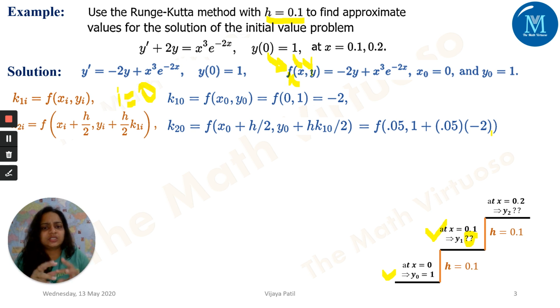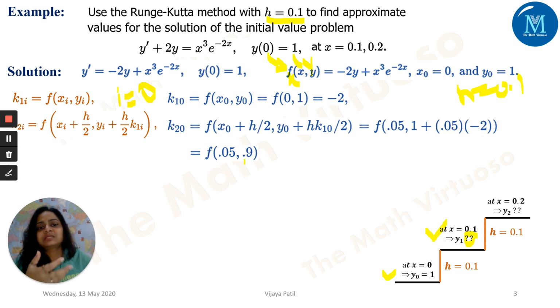We are not doing anything else. We just have to understand the procedure: you calculate the next value using the previous one. If you observe, x0 is 0, y0 is 1, and my h is equal to 0.1 over here. After calculating, it is nothing but f of 0.05 comma 0.9. We calculate 1 plus 0.05 into minus 2.